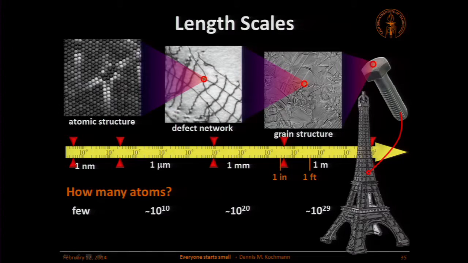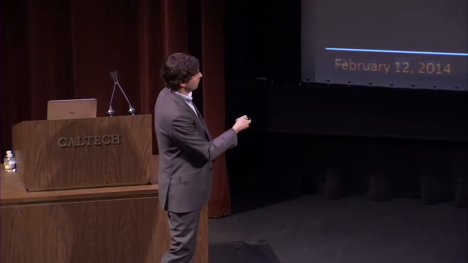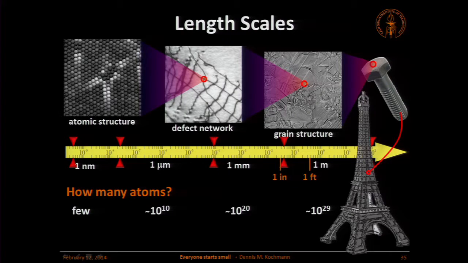Well, let's do a very rough calculation. And the question is, on each of these scales, how many atoms would we actually have to model? Down here, it's apparently only a few. If you want to model something on the order of a red blood cell, you already need 10 to the 10 atoms. That's a 10 with 10 zeros. That's a lot. Something on the order of a millimeter is already 10 to the 20. If you ever wanted to model the Eiffel Tower, that's a 10 with as many zeros as you probably can't even count. That's a lot.